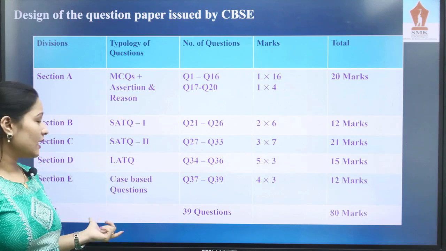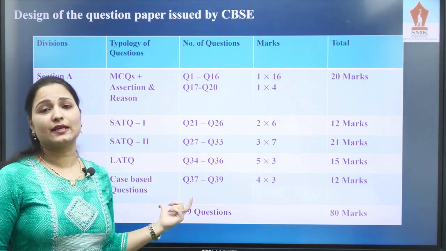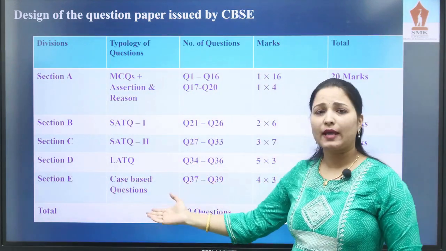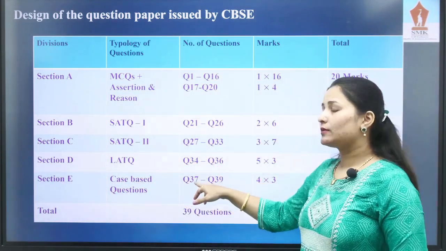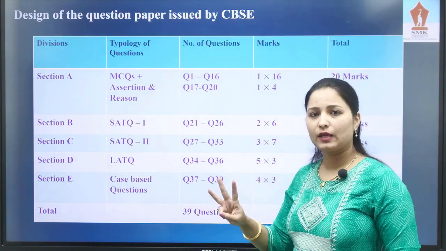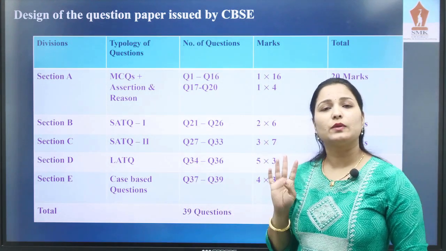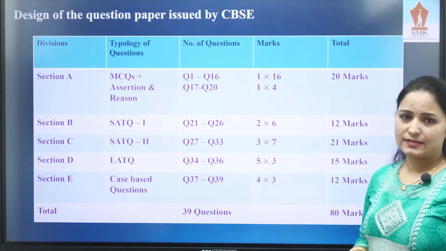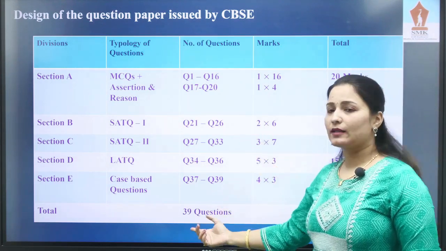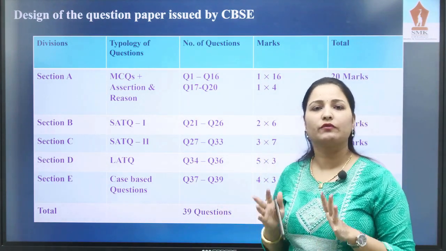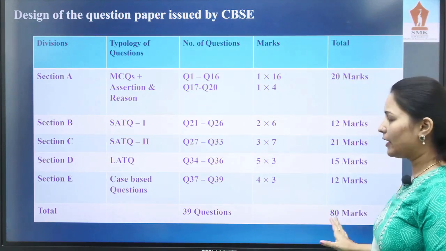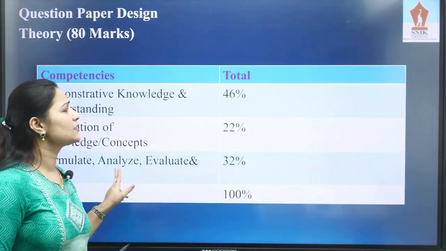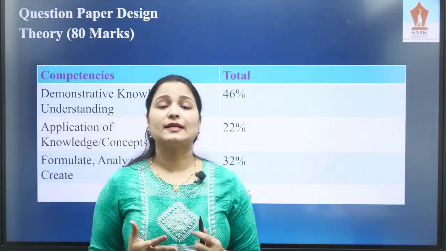The newly added Section E will also be there, in which case study type questions are there, where a particular case study is given to you, and based on that the questions are asked. So questions 37 to 39, again 3 questions will be there. Each question will be for 4 marks. So the total contribution for Section E will be 12 marks. So from these, a total of 39 questions in the whole paper you have to attempt, and all of them together contribute 80 marks.